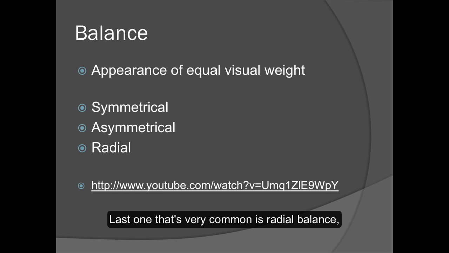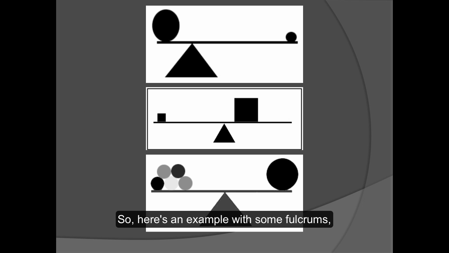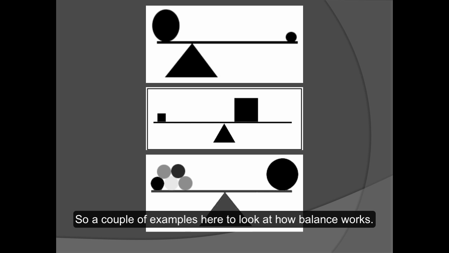The last one that's very common is radial balance, and this is the circular style of composition. All the objects radiate out from a center point. So here's an example with some fulcrums, and you can see how things are balanced. We have to move that center point to allow for those heavier objects, or we have to add more, smaller objects to equal one larger object. A couple of examples here to look at how balance works.